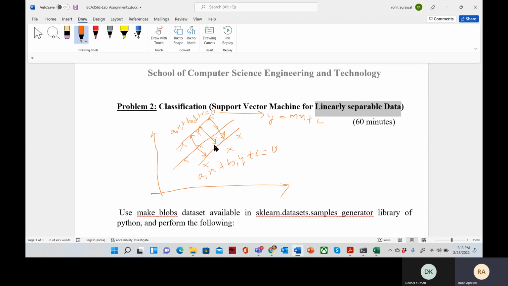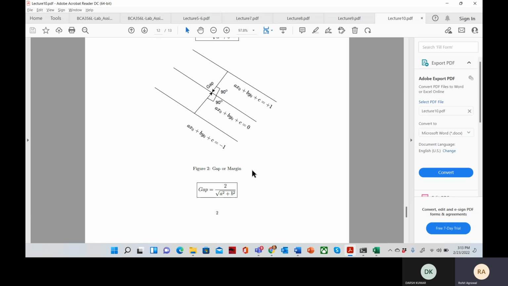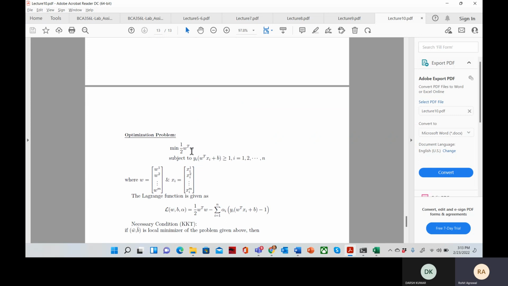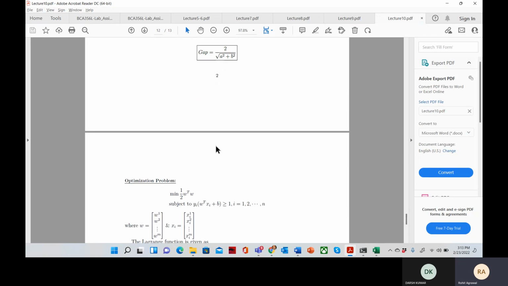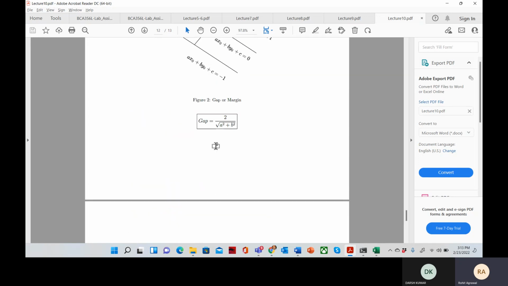I do not know whether you remember or not, but in mathematics we can find the distance between two parallel lines. So these two lines are parallel lines, and we can find the distance between them. Our goal is to find this 1/2 W transpose W. It will not be clear. आपको इससे समझ में नहीं आएगा. Okay, stick to here. ठीक है.